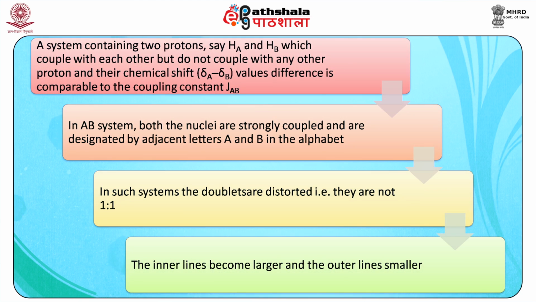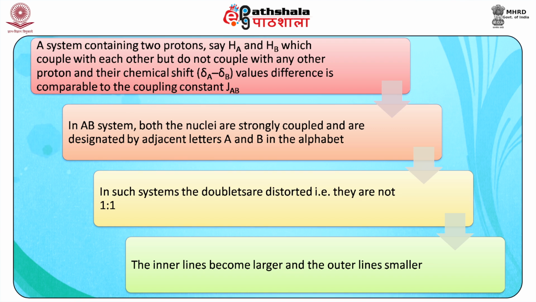Let us now shift our focus to the AB system, which is also an example of a two spin system. A system containing two protons, say HA and HB, which couple with each other but do not couple with any other proton, and their chemical shift is delta A minus delta B.